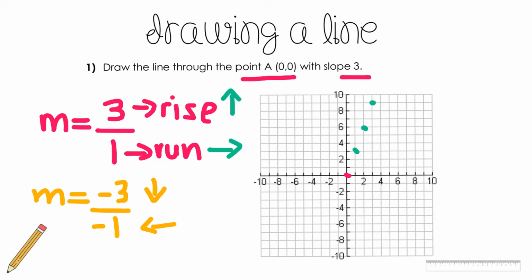So let's start going down three, one, two, three, and then one unit to the left and make a point right there. Let me try that again. There we go. From that point, again, go down three, one, two, three, and one unit to the left and make a point. Down three units, one to the left, and make a point.